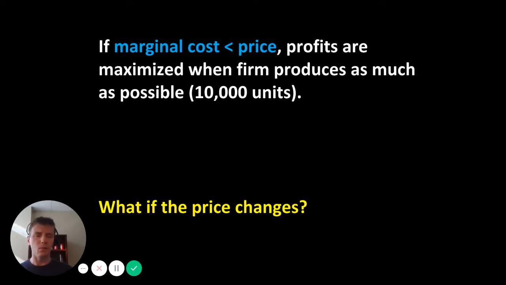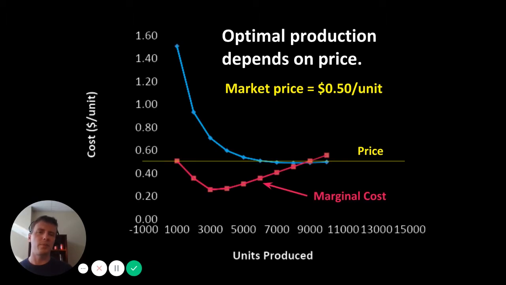So what if the price changes? Last time we talked about the price being 60 cents per unit. Let's say that the market price drops to 50 cents per unit. And again, I want to call your attention to where the price line is in relation to the average cost curve and the marginal cost curve.